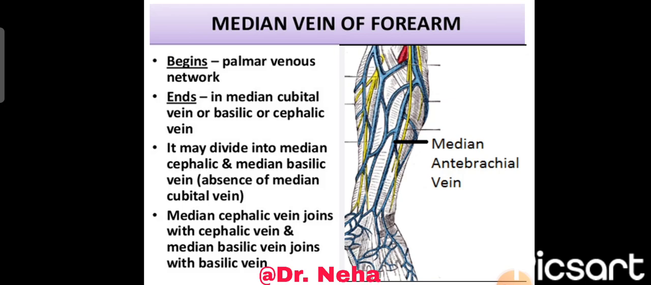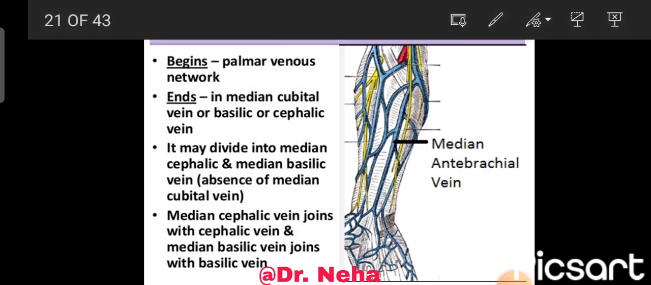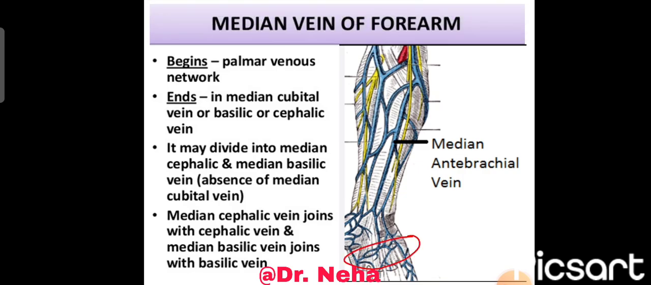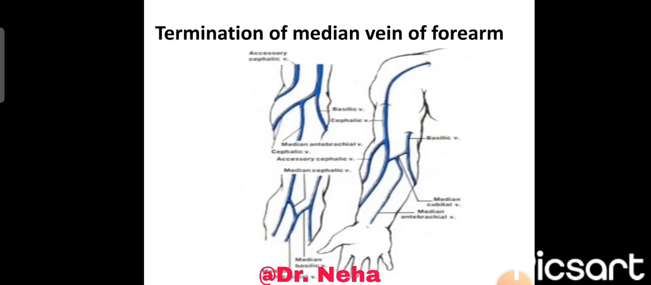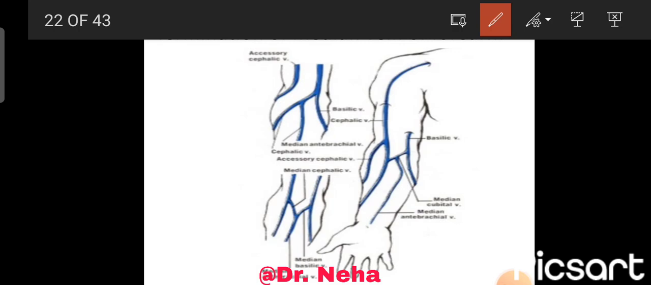Then we have the median vein of the forearm. This vein begins in the form of the palmar venous plexus, that is the venous plexus which is located in the palm. Then it ends in the median cubital vein or the basilic or cephalic vein. It may divide into median cephalic and median basilic veins in the absence of the median cubital vein. So here we can see the termination of the median vein of the forearm.